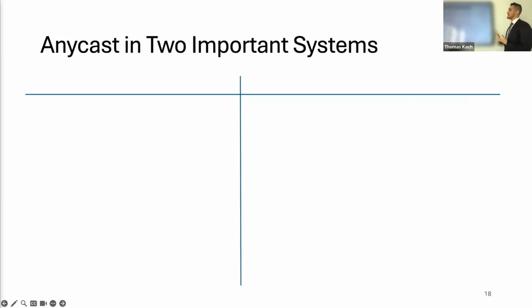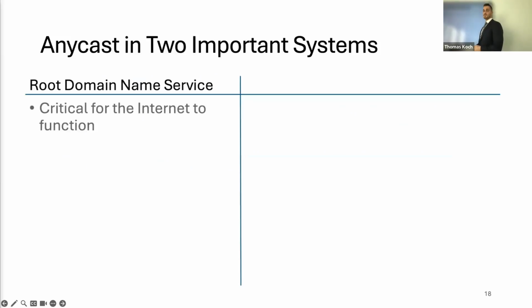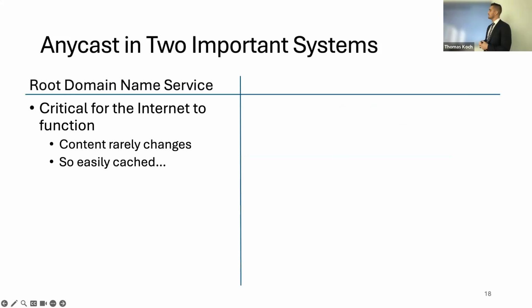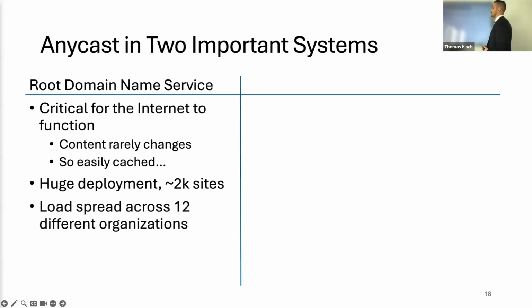And to do that, I looked at Anycast in two important systems on the internet. First, the root domain name service. Now, you don't really need to know what the root domain name service is. You just need to know that it's critical for the internet to function, and its content rarely changes. So its records are easily cached by users and other parties. It's a huge deployment. It's spread over about 2,000 sites all around the world. And it's managed separately by 12 different organizations, all of which are doing the exact same thing.